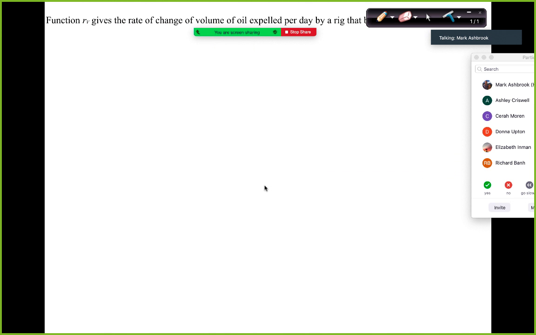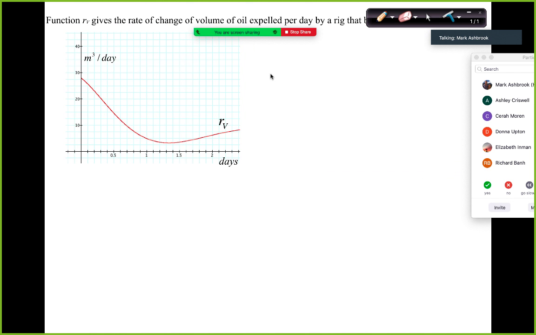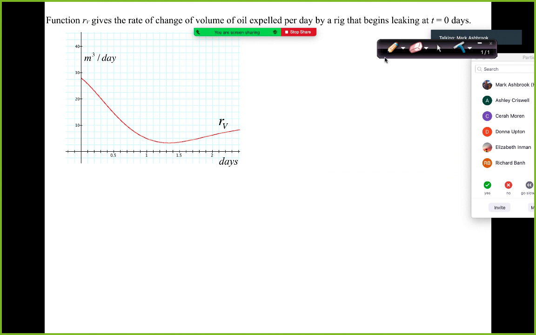Okay, so now let's look at this new context. Function R gives the rate of change of volume of oil expelled per day by a rig that begins to leak at t equals 0 days. So maybe this is an oil rig in the ocean, and it starts to leak. It blows a hole in it or something. And so now this is giving us the rate of change in meters cubed per day of oil leaking into the ocean.